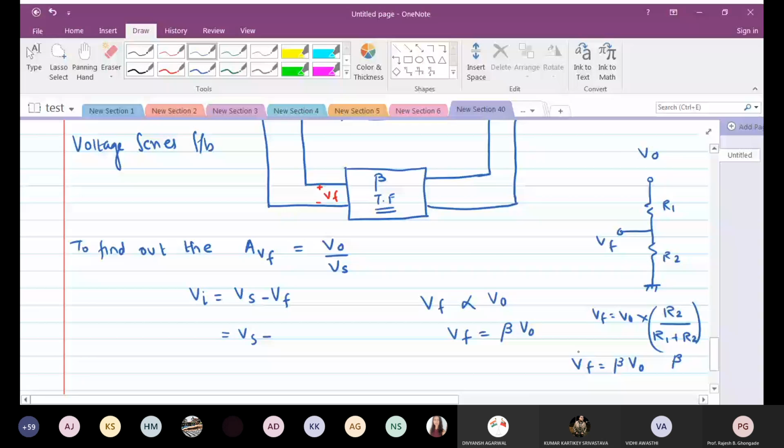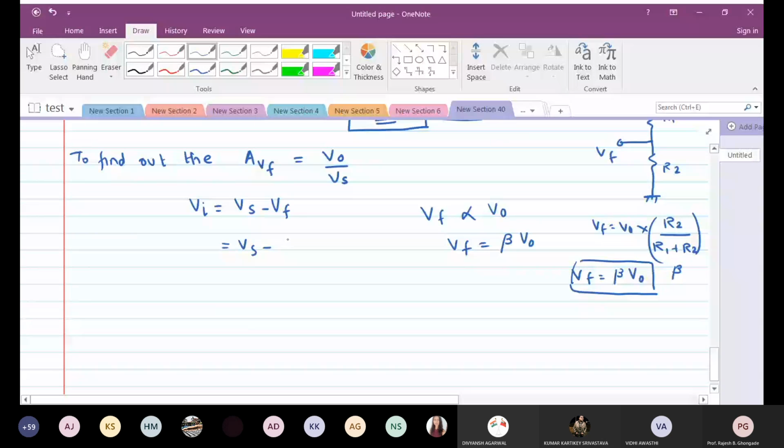Yes, sir. So now substitute the value of beta here, of VF here. And what is VO? Again, I am having a gain term which is like this. AV is simply output voltage by input voltage. Is this okay? Yes, sir. So I can write VO as AV times VI.